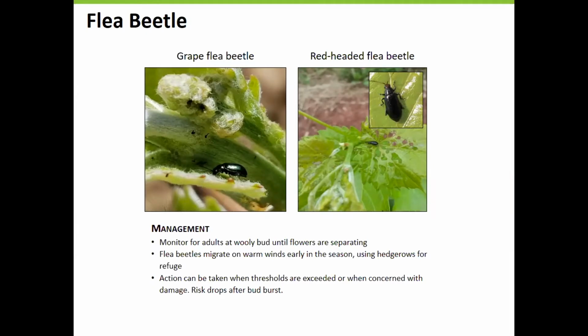Both beetles are capable of eating holes. I call it a shotgun approach. You'll see little holes all through the leaf. The red-headed flea beetle typically is going to start showing up any time now, and you'll see much more of that foliage damage from it.